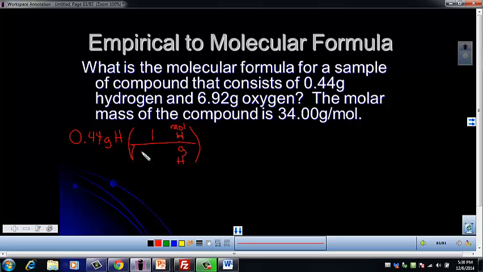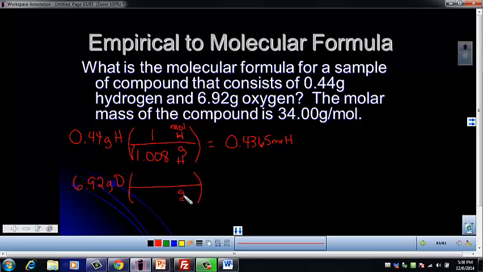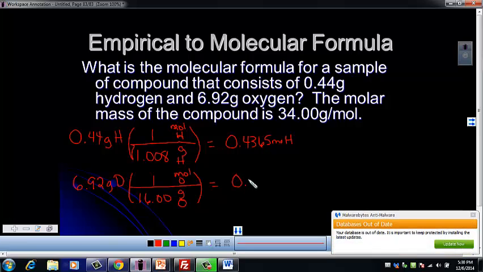And we know that 1 mole of hydrogen has a molar mass of 1.008 grams. And when you multiply that, you get 0.4365 moles of hydrogen. And then our other one is 6.92 grams of oxygen. And we're going to do the same thing, convert from grams to moles. So grams of oxygen on the bottom, moles of oxygen on the top. 1 mole has a molar mass of 16.00 grams. And when you multiply that, it's going to be 0.4325 moles of oxygen.